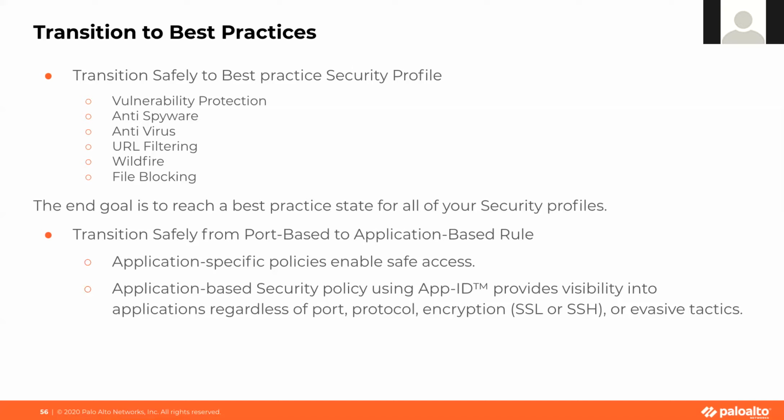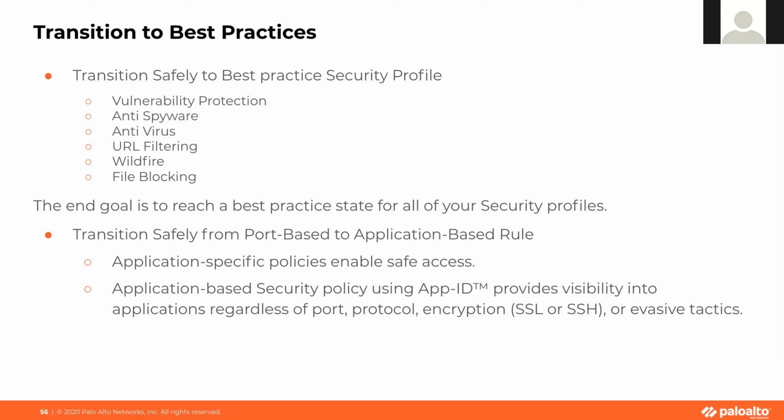In contrast to that, application-based security policy using App-ID provides visibility into the application, regardless of port, protocol, encryption, or evasive attacks. So you know exactly which applications are on your network and you can inspect their traffic for threats. Application-specific policies enable safe access because you can configure security policy rules that allow the right users to access the right application.